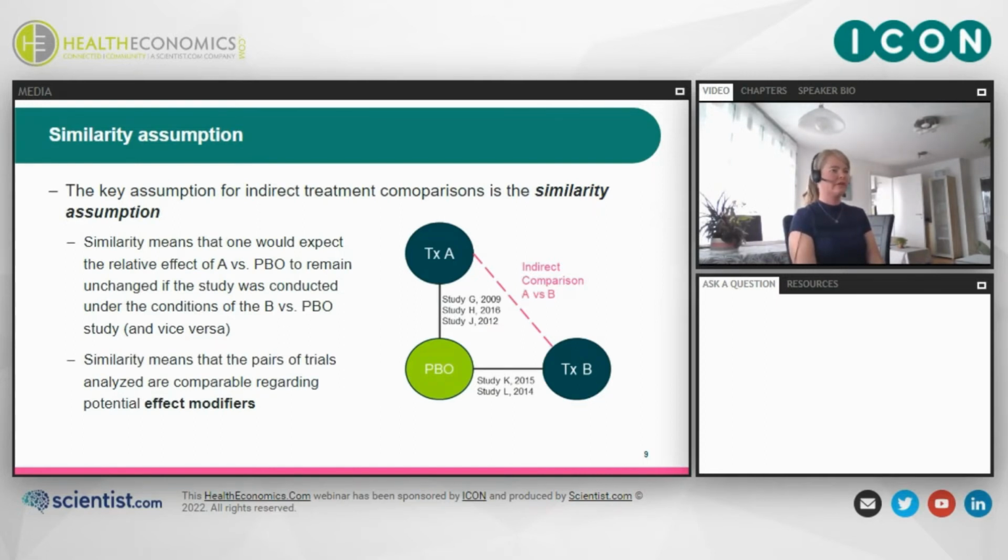So there are several assumptions which have to hold in a network meta-analysis. One key assumption is the similarity assumption. This means that one would expect the relative effect of A versus placebo to remain unchanged if the study was conducted under the conditions of B versus placebo and vice versa. So it means that the pairs of trials analyzed are comparable regarding potential effect modifiers. For example, the age distribution over the trials should be comparable if age is deemed a treatment effect modifier in a certain disease area.